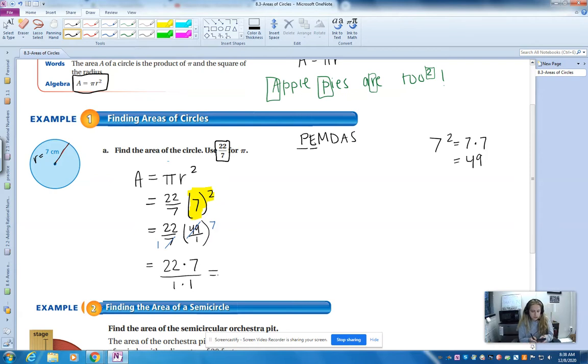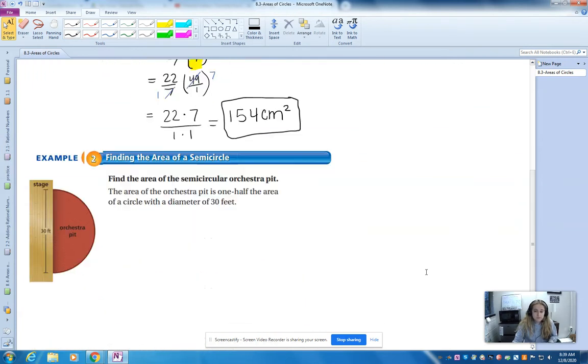So I'm going to go in my calculator. 22 times 7, that just gives me 154 over 1, which I don't even need to include the over 1. So that gives me 154 units. Let's get our units. Centimeters, and for area, it's always centimeters squared. It's the unit squared. So the area of this circle is 154 centimeters squared. All right. Make sure you have this example down, and we're going to move to example 2.